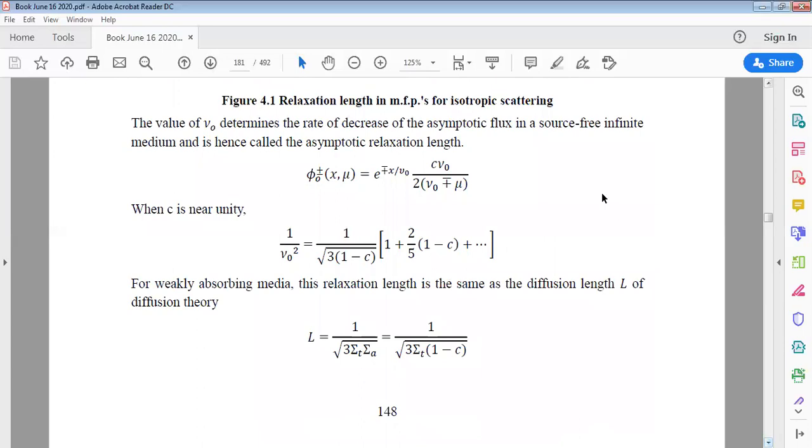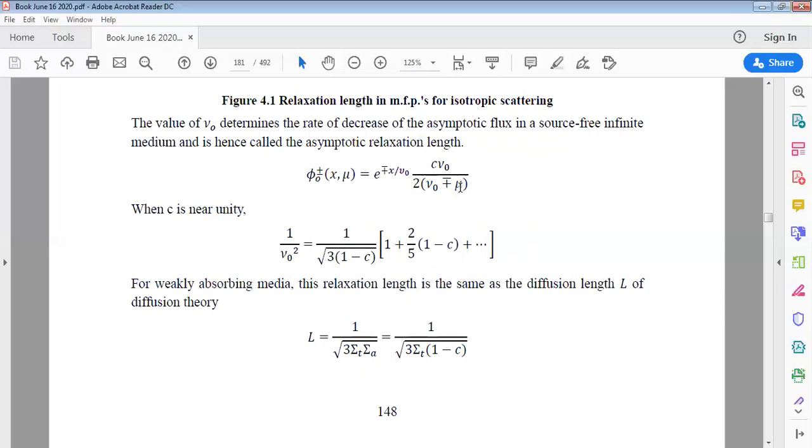Okay, so when you do that, then this is the solution. This is the first solution that I'm showing you of the asymptotic transport flux. Asymptotic in the sense that there's no source, and it's far away from the boundaries and from the source. So you notice that there are two values of nu naught which came out of there. One is positive, one is negative. So it's both the fluxes with a negative eigenvalue and a positive eigenvalue. And the space dependence comes down like this, and there's an angular dependence like this.